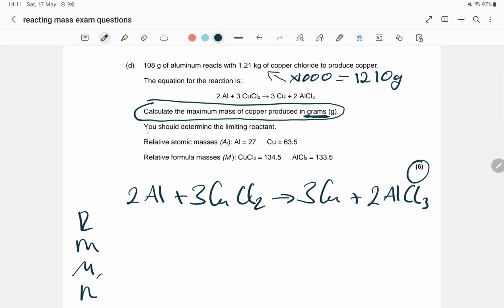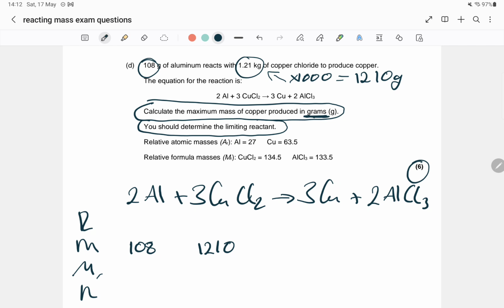One other interesting thing about this question, they've asked me to calculate the limiting reactant. I'll come on to what a limiting reactant is in a second, but if I look at this mass and this mass, they've given me the mass of both reactants. So I need to work out the moles of both reactants. So I've got 108 grams of aluminium and 1,210 of copper chloride.